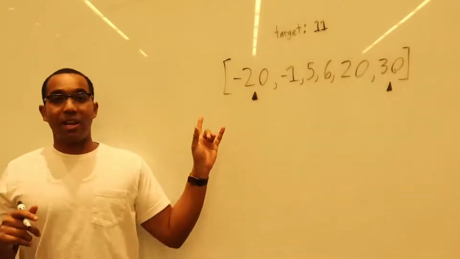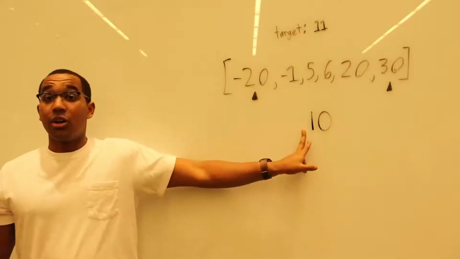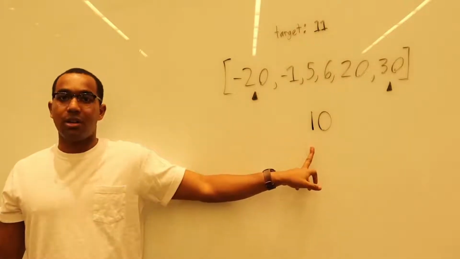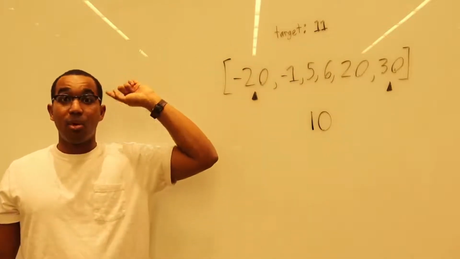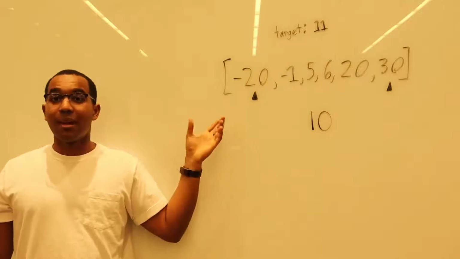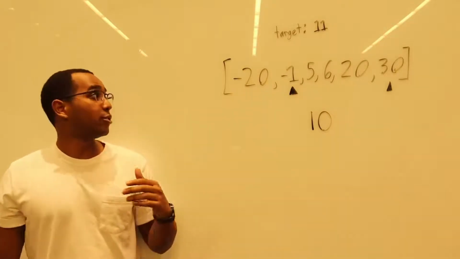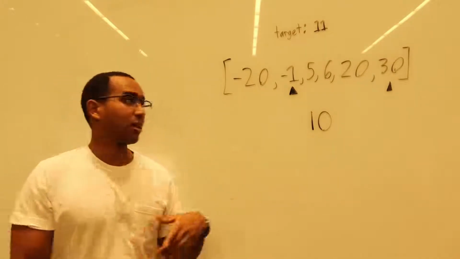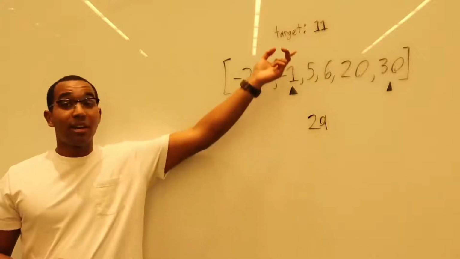If we take the sum right now, the sum is 10. What does that tell us? We undershot the target. We undershot the target of 11. That means we need more value. How do I get more value? I can rely that I can move this pointer inward. And then we have a new sum. The new sum is 29. I now notice I overshot in value. I'm greater than my target.